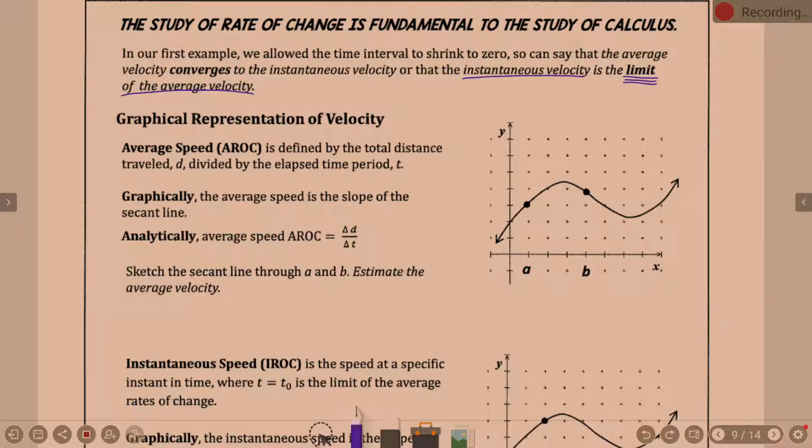Average rate of change, her average speed, is defined by the total distance traveled, d, divided by the elapsed time period, t. So kind of what we already talked about, right? Change in distance divided by change in time. Graphically, the average speed is the slope of the secant line.